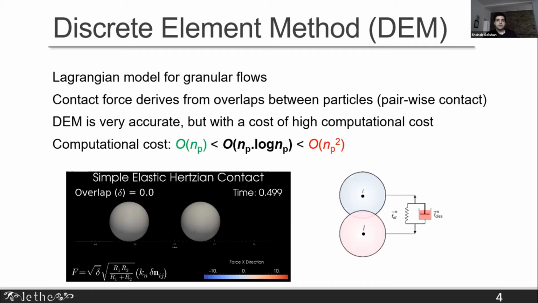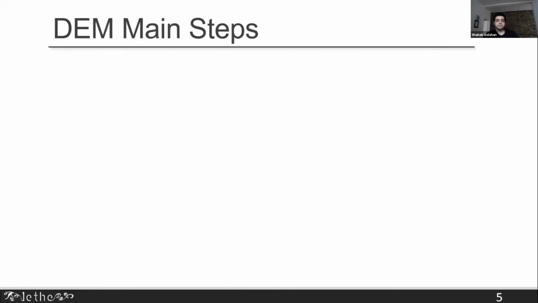DEM is very accurate, but with a high computational cost. To search the pairwise contact between the particles, the distance between all the particle pairs should be investigated in the worst case scenario. This leads to a high computational cost of O(NP^2), where NP is the number of particles. But with limiting the distance check to only neighbor particles, the computational cost decreases to O(NP log NP). To this end, we use a two-step contact search approach with broad search and fine search steps.